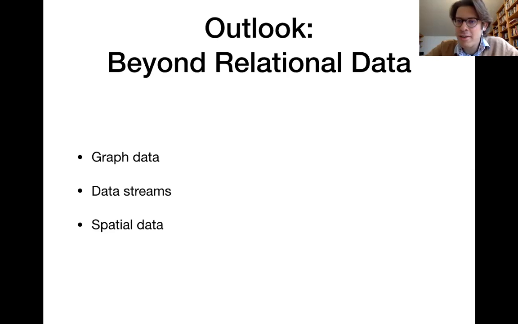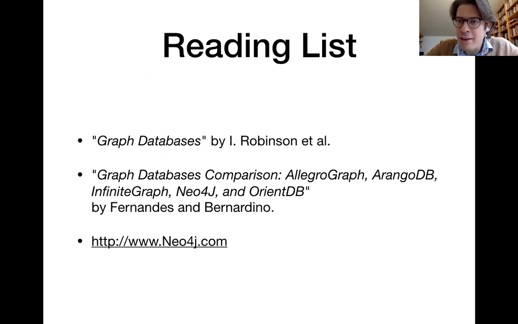In particular, we're going to discuss graph data, data streams, and spatial data, and systems that have been designed specifically for those types of data. Today we're going to start with graph data. And here is a reading list that connects to some of the things that we will discuss. That is not necessarily covered by the course book anymore, but here you can find more details on the topics that we are about to discuss.